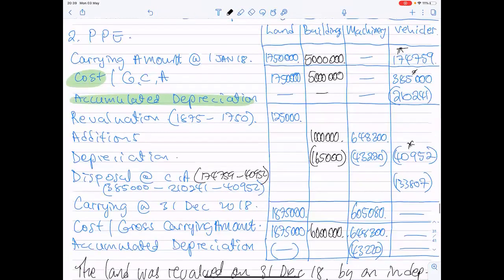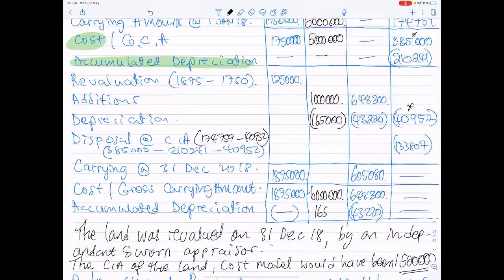Then accumulated depreciation at the end will be 165 opening plus 165, minus 6 million, 5,835,000.